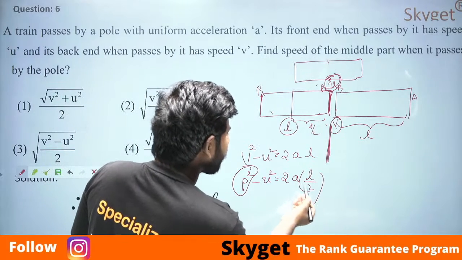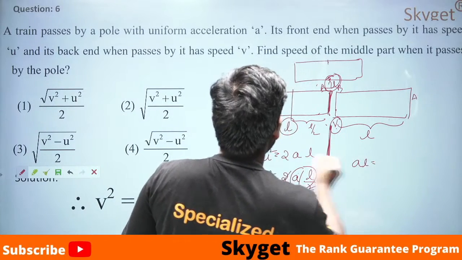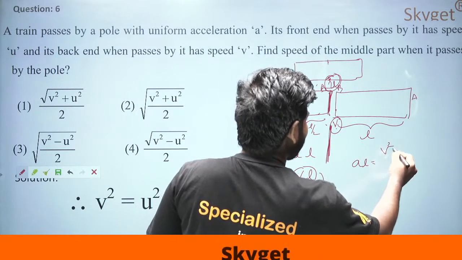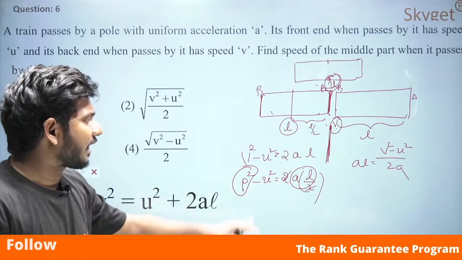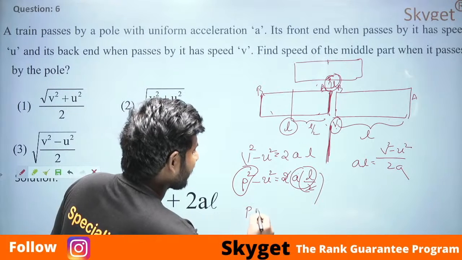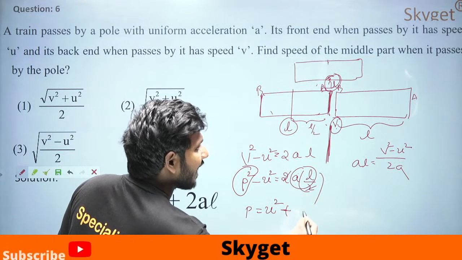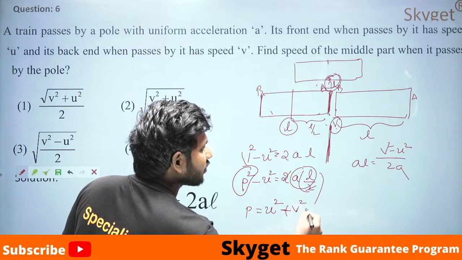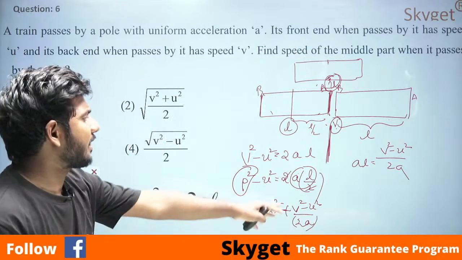So now, this will be AL, students. What is AL from the equation? V square minus U square by 2A. So I want to eliminate the other part of it. So P square is equal to U square plus AL. What is AL, students? V square minus U square by 2A.